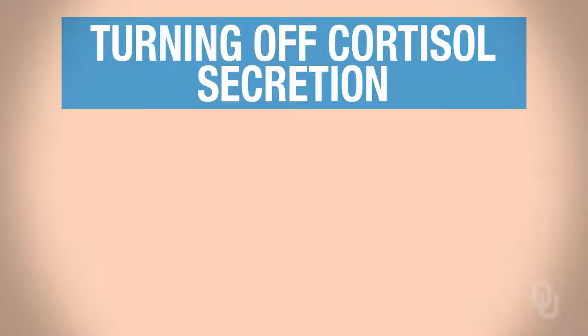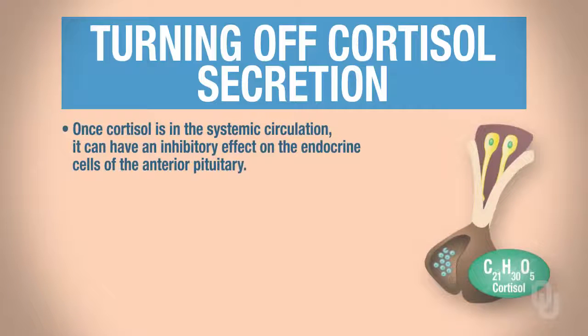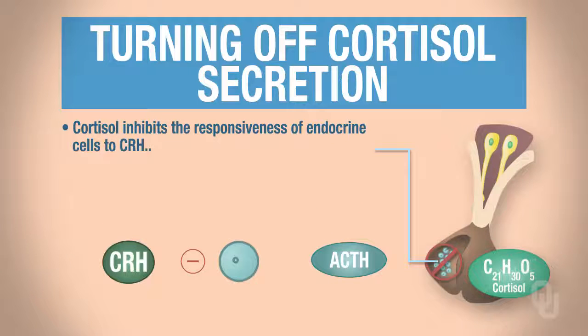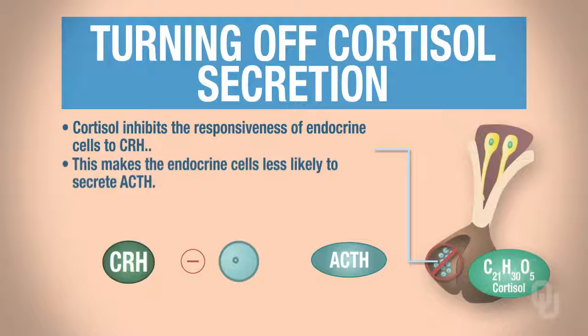Once we have cortisol synthesized and secreted, we need to turn it off. So once we have cortisol in the systemic circulation, cortisol can have an inhibitory effect on the endocrine cells of the anterior pituitary. It can inhibit the responsiveness of those endocrine cells to CRH. If we inhibit the responsiveness of the endocrine cells to CRH, the endocrine cells are less likely to synthesize and secrete ACTH, adrenocorticotropic hormone.